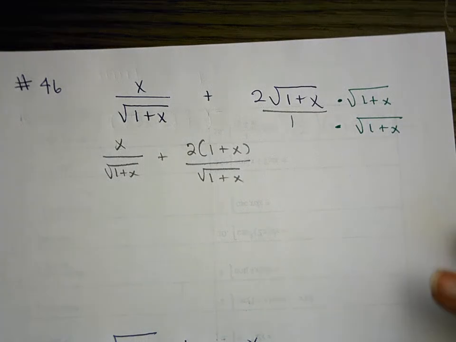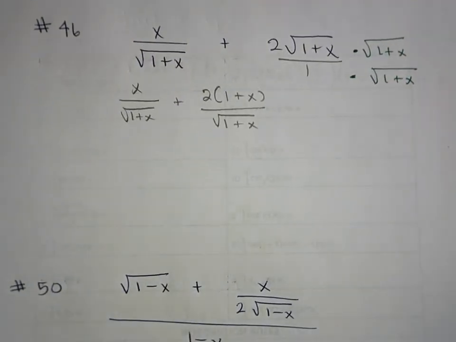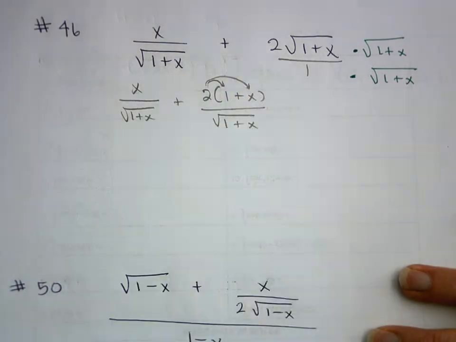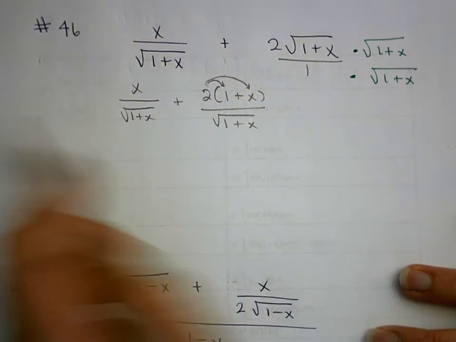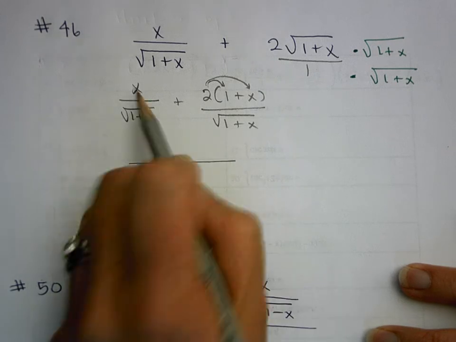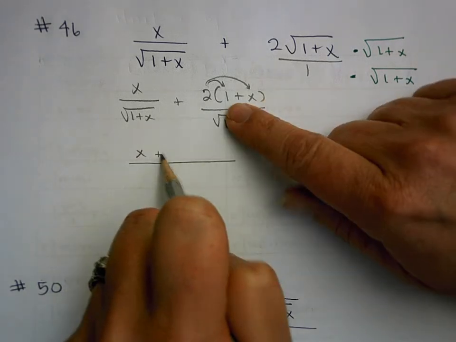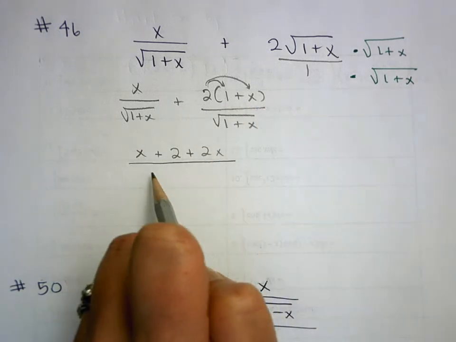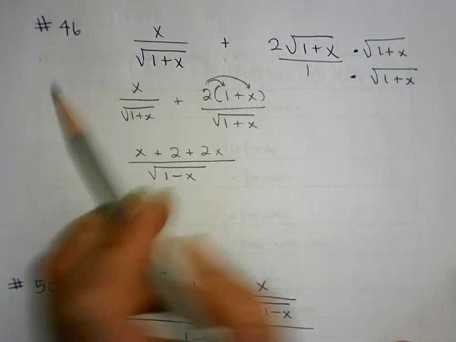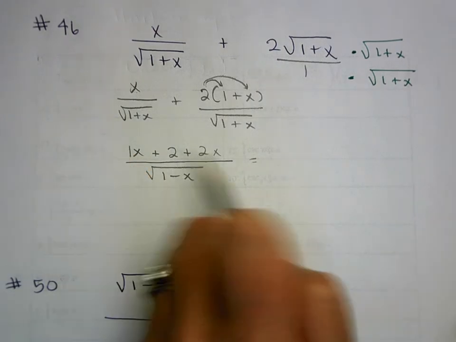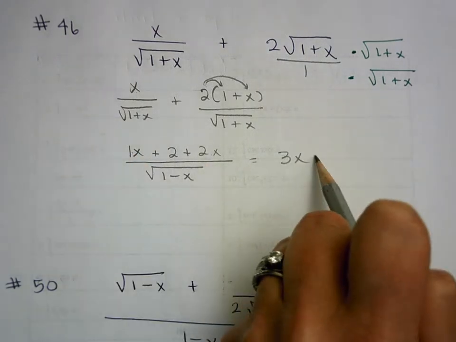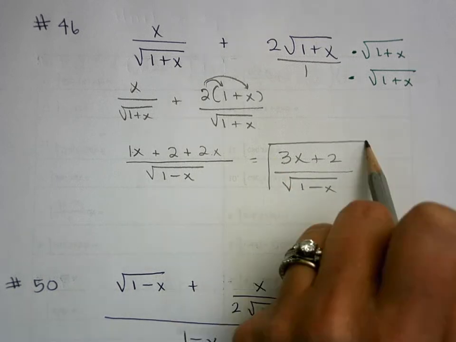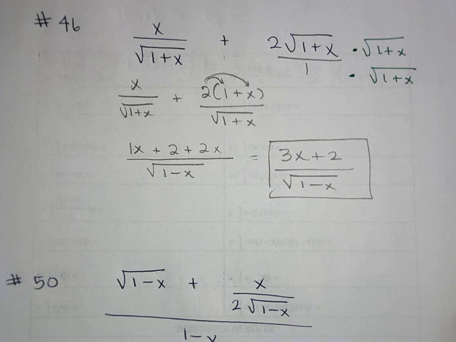Okay. So now that they have a common denominator, I can go ahead and combine them together. So I'm going to do two things at once. So I'm going to go ahead and distribute into the numerator the 2. And then write that out as a single fraction. So I have that x there. And then 2 times 1, and then 2 times x, all over that common denominator. So there's an implied 1 here, so 2x plus 1x, all over the square root of 1 minus x. And I don't need to rationalize the denominator, so that would be my final answer.